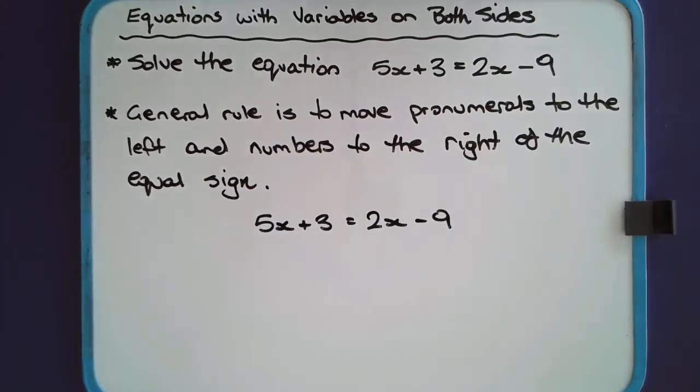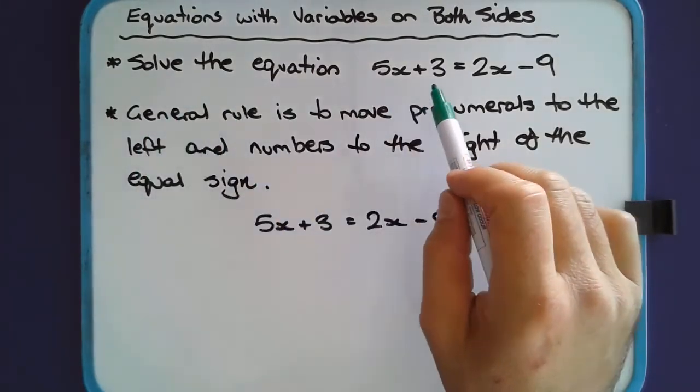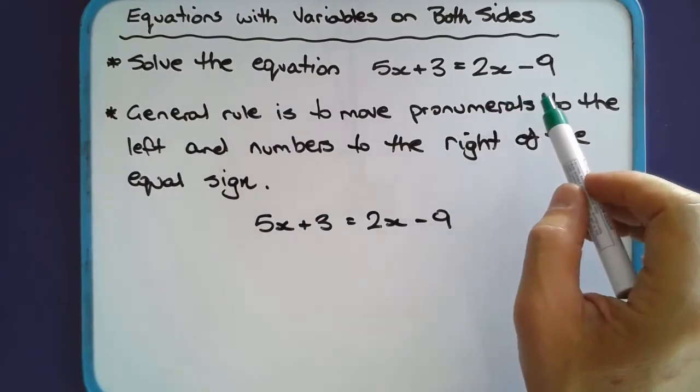To solve equations with variables on both sides, let's look at an example first to see what we need to do. So here's the example. Solve the equation 5x plus 3 equals 2x minus 9.